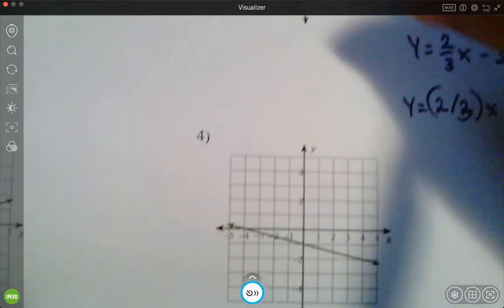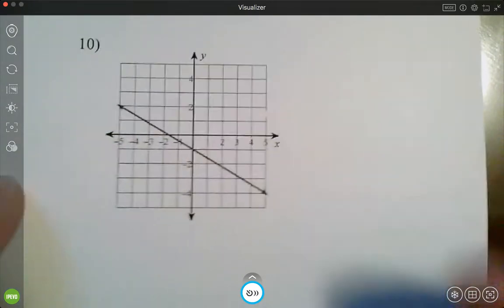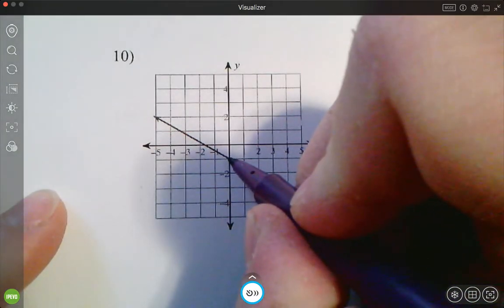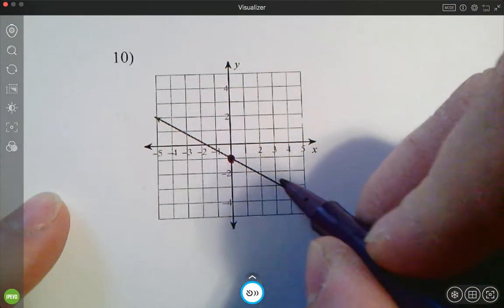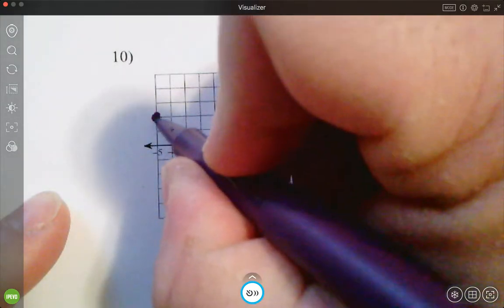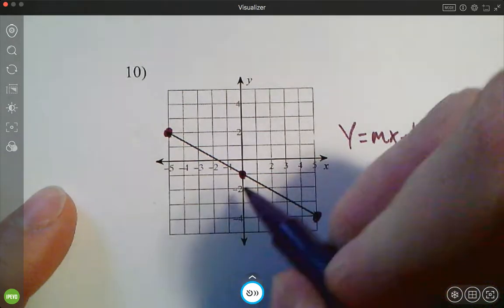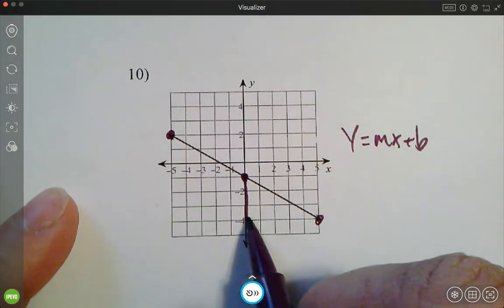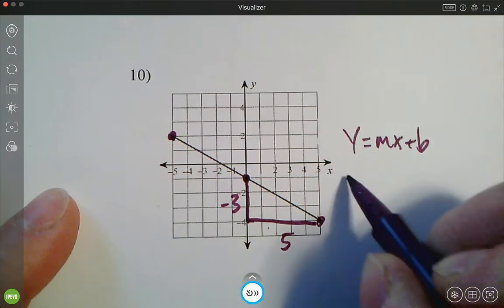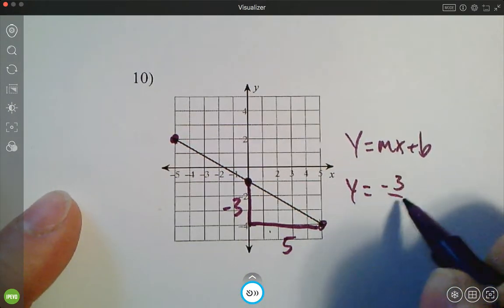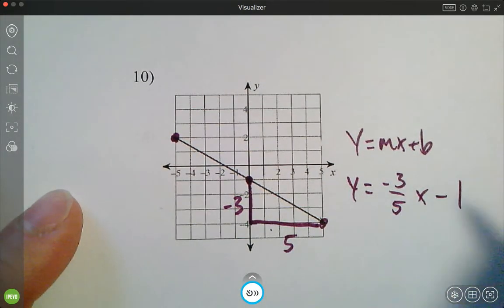Moving on. Let's do a negative slope here, like number 10. So look at number 10 here. You cross here, and then you go for some more pretty points. Not one till here or here, right? So you would write y equals mx plus b. My slope is down and to the right. 1, 2, 3, -3. 1, 2, 3, 4, 5. So you'd write -3/5 x. And then your y-intercept there is -1.